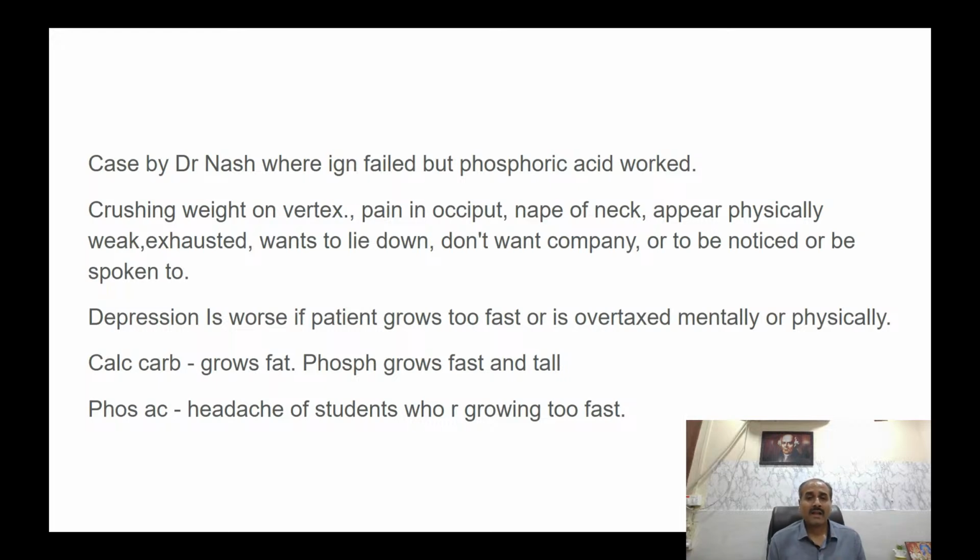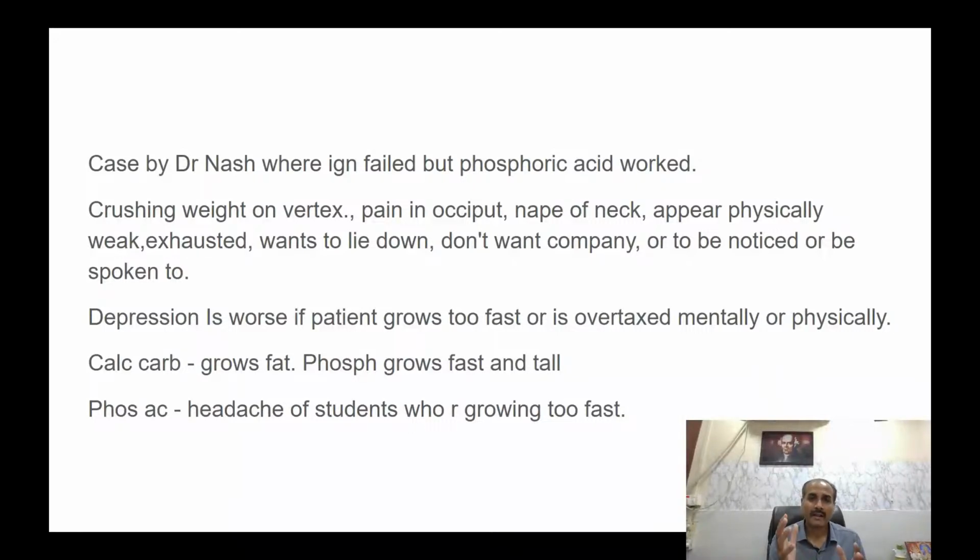Dr. Nash tells us that he gave Ignatia in one of the cases and he failed, and how he found that phosphoric acid is a good remedy in such a case. And how did he find that? There was a crushing weight on the vertex in the patient, and then he explains how there is a physical symptom which will lead you to prescribe phosphoric acid, which is pain in the occiput and the neck, and the patient appears physically weak, exhausted, wants to lie down, does not want to be noticed, and does not need the company, does not want to speak.